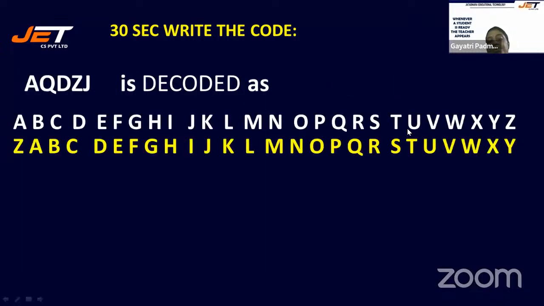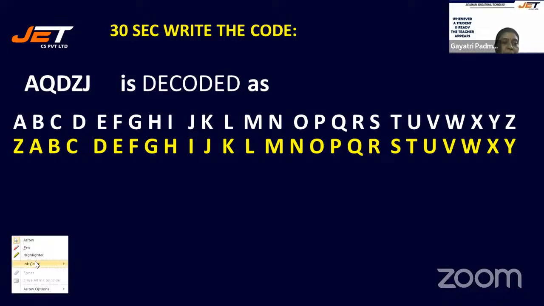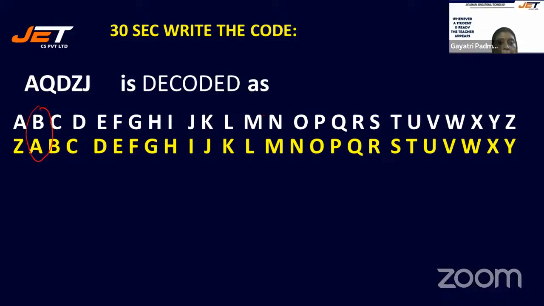Now let us try to decode AQDZJ. Here we have A as B, Q as P, and for D it is E, for Z it is A, and for J it is K. So it is BPEAK.